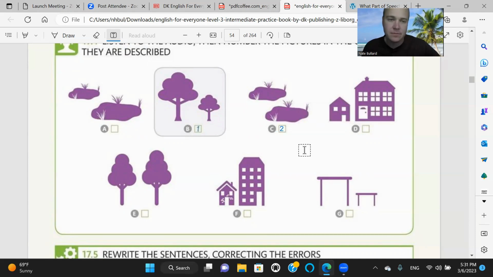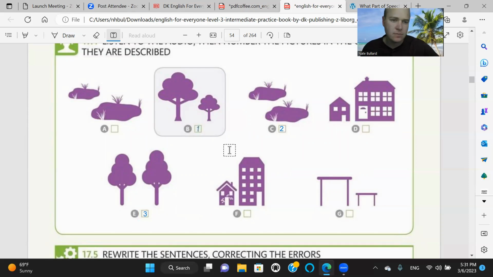Number 3. One of the trees is a bit taller than the other. All right. This tree is much taller than this one. This tree is a bit taller than this one. A bit taller. Un poco más alto.